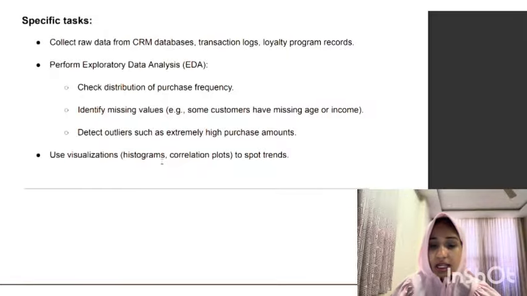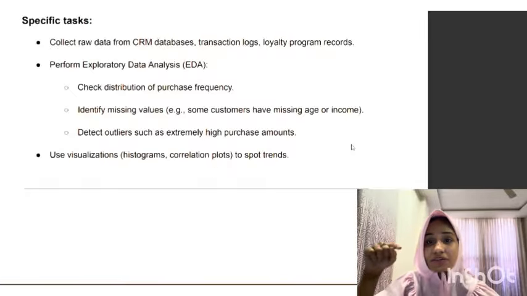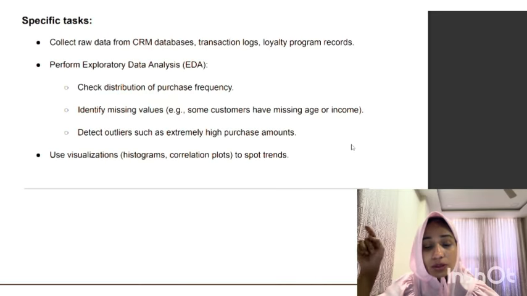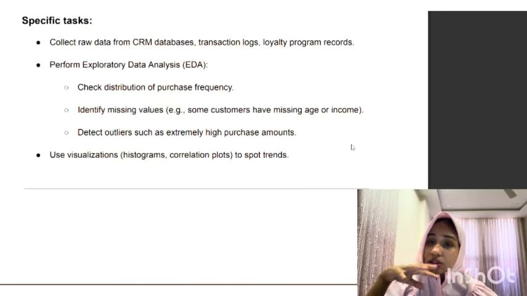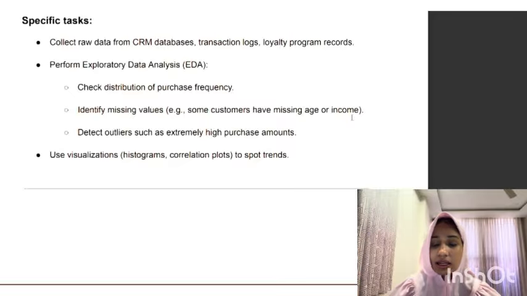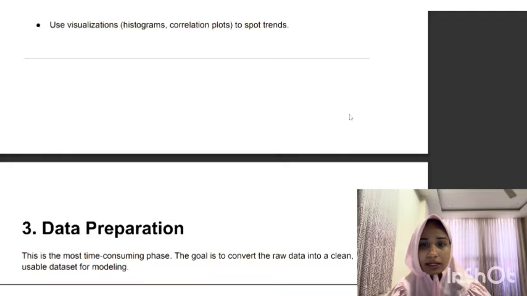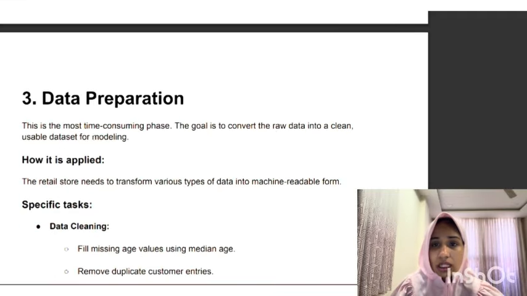Next, use visualizations like histograms and correlation plots to spot trends. So we need to identify the trends in the data. How will we do it? We'll plot histograms or correlation plots, and then identify the common trends from them. Now the third phase is data preparation. This is the most time consuming phase.